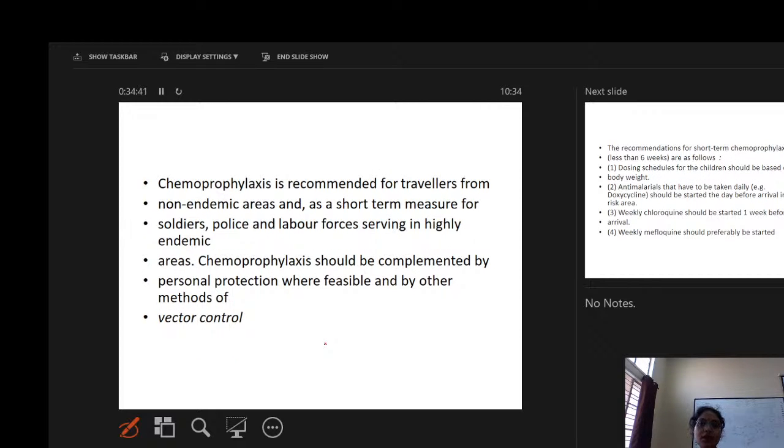Now, coming to the chemoprophylaxis. Chemoprophylaxis is recommended for travelers from non-endemic areas and as a short-term measure for soldiers, police, and labor forces serving in highly endemic areas. Chemoprophylaxis should be complemented by personal protection where feasible and by other methods of vector control.